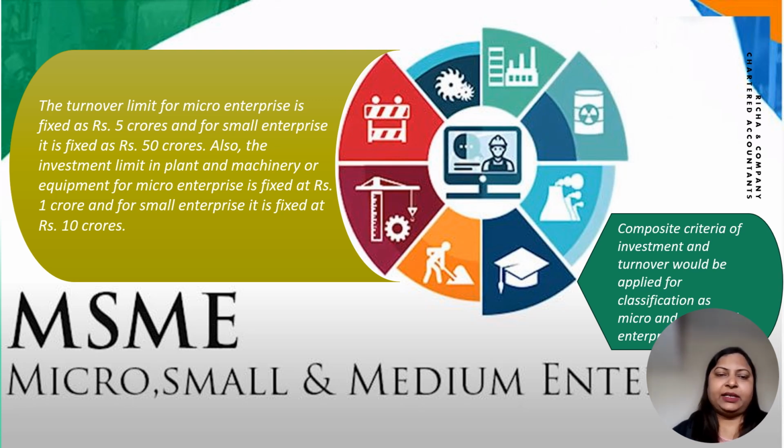Also, there is a second condition that their investment in plant and machinery or equipment shall not exceed 1 crore for the micro enterprises and 10 crores for the small enterprises. So we have to consider both the conditions simultaneously while checking the micro and small enterprises.